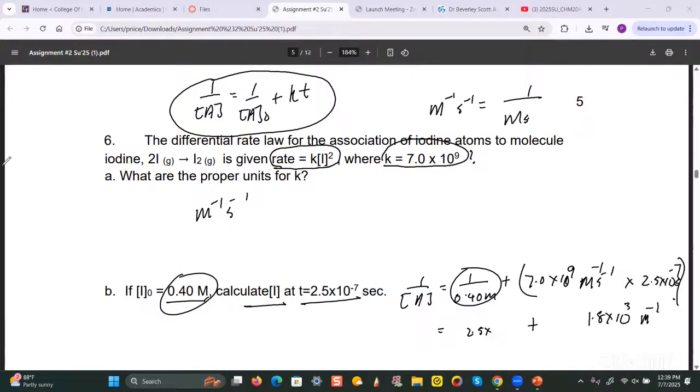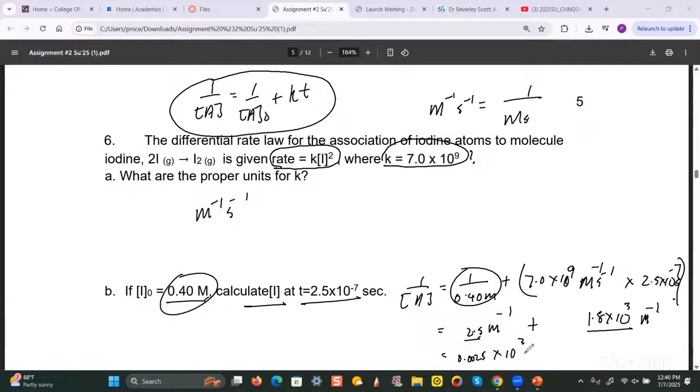Let me erase this here. So this would be M to the minus 1. So we have to add these two. Now, in order to make sure that I'm able to round the final answer to the correct number of decimal places, I'm going to express this in a similar fashion to this, where the exponent is 10 to the 3. So if this is 10 to the 3, that means that I would have to move the decimal point 3 places to the left.